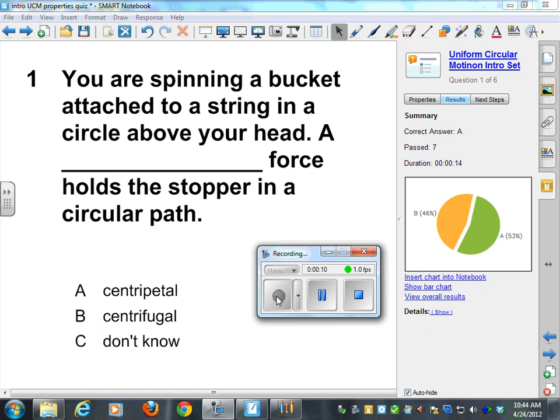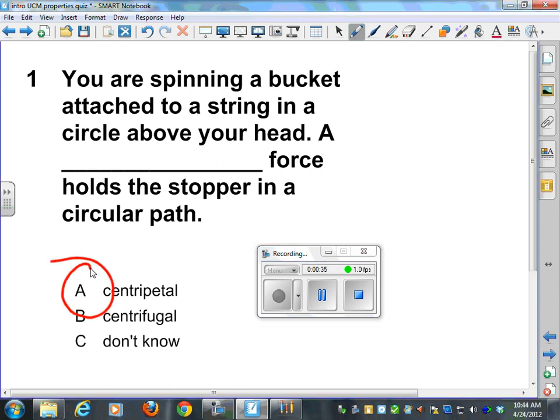So we're starting uniform circular motion. Here's the intro quiz that goes with it. So here we go. You are spinning a bucket attached to a string in a circle above your head. You probably did that as a kid, maybe, with water in it. You spin it around like this, water in it. A something force holds the stopper in a circular path. Correct answer is A, centripetal. Centripetal is the correct answer.